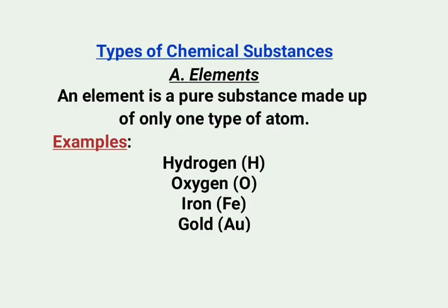Types of chemical substance. A. Elements. An element is a pure substance made up of only one type of atom. Examples: hydrogen, oxygen, iron, gold.